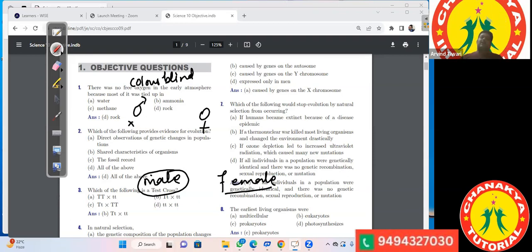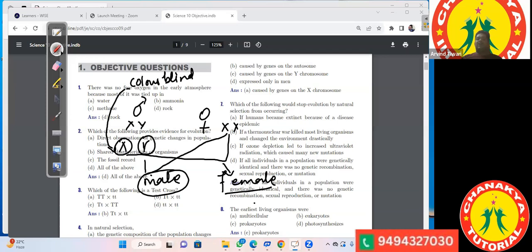See, the male has XY, the female has only X and X. So in the formation of gametes, it will be X and Y. Since the color blindness characteristics are present only on the X chromosome, if the X chromosome fertilizes the X chromosome, you will have a female child, and hence the female child will be color blind. But if there is a male child, that means the Y chromosome from the male fertilizes the X chromosome of the female, so the male will not be color blind.